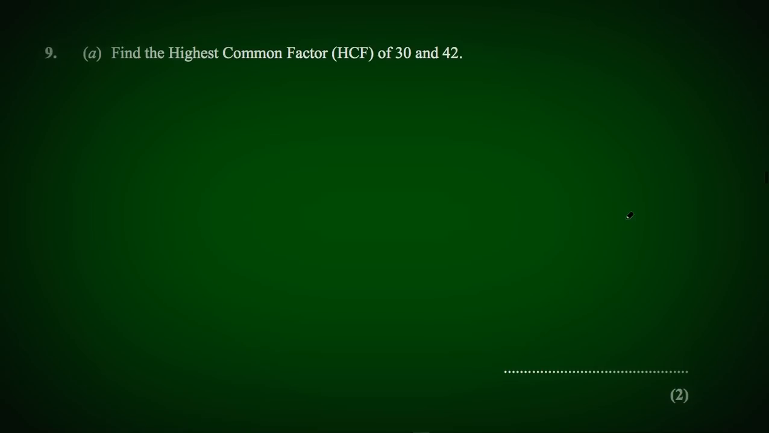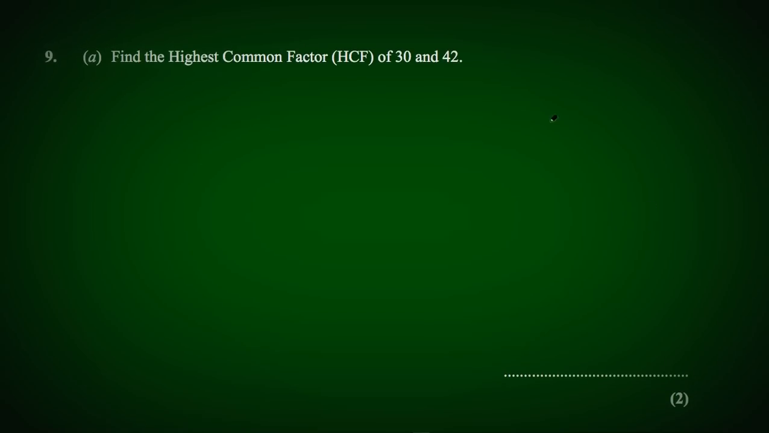9a, find the highest common factor of 30 and 42. So to make sure I get the highest one, I'm going to list all the factor pairs of 30. 1 and 30, 2 and 15, 3 and 10, 4 doesn't go in, 5 goes in 6 times, and now I've found all of the factors of 30.